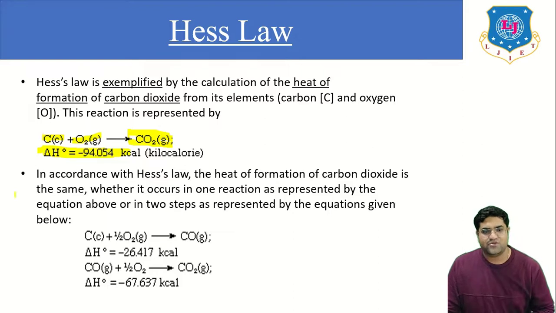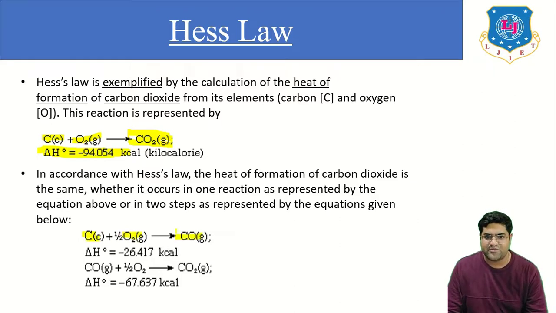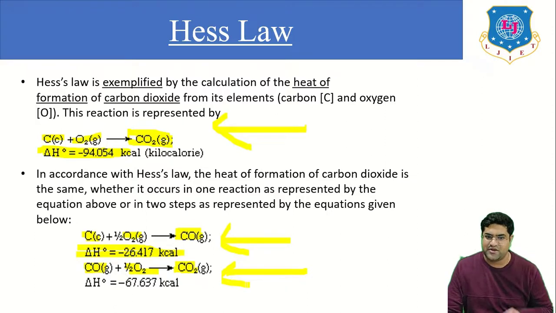Okay. Now we can also do the same process in a number of steps. Like here you can see, when one carbon is mixed with one oxygen, it will become CO, that is carbon monoxide. The delta H for this carbon monoxide is minus 26. Next, the carbon monoxide will again react with one oxygen and it will become carbon dioxide. So ultimately what we are doing, from carbon and oxygen we are making carbon dioxide, but in one condition it takes place in only one step, and here you can see there are two steps. The enthalpy change for this second step is minus 67.